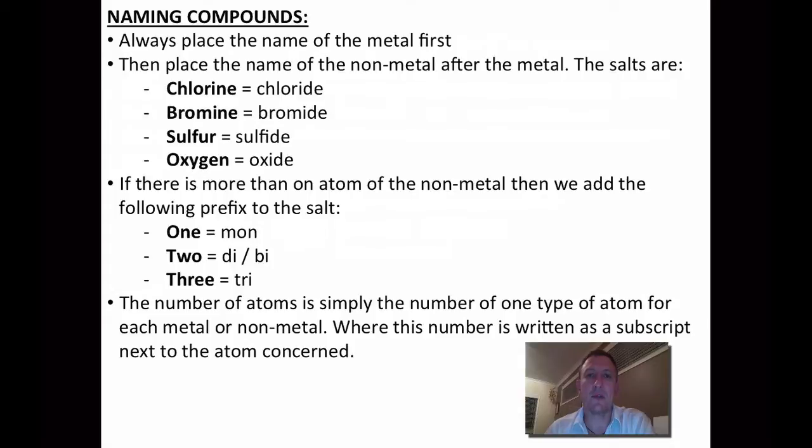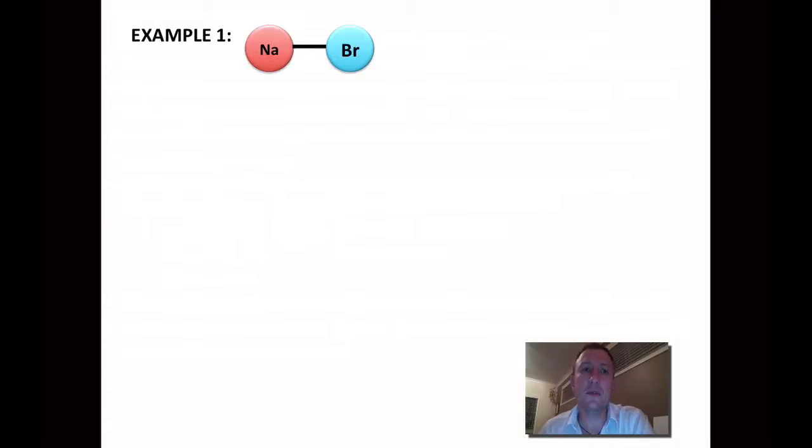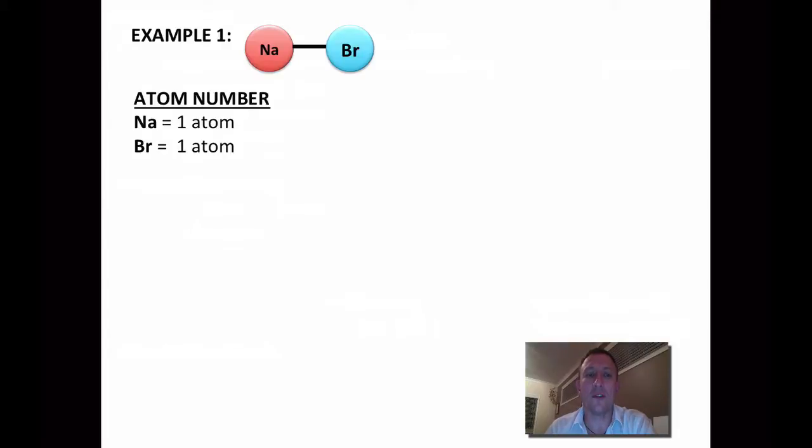So let's look at two examples. Here we've got two atoms: sodium in red and bromine in blue, and they're joined together, so they are now a chemical compound. We know that sodium is a metal, so we must always write that first, followed by the non-metal bromine. But remember, bromine has to be changed to bromide when it's joined in a compound. The first thing we're going to look at is the number of atoms. You can see here we've got one sodium atom and one bromine atom. That's simple, that's half the work done.